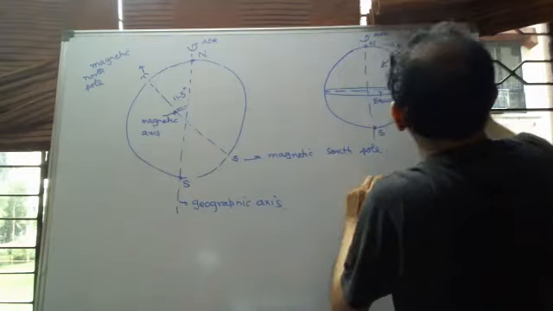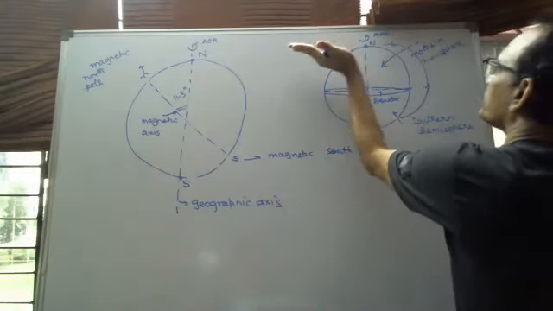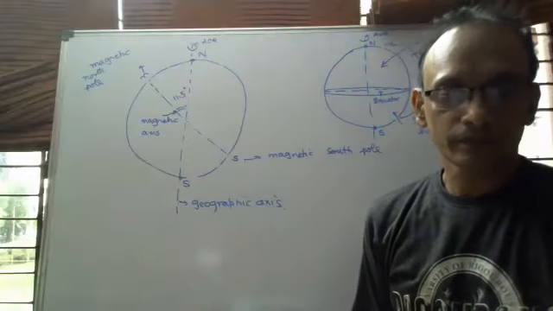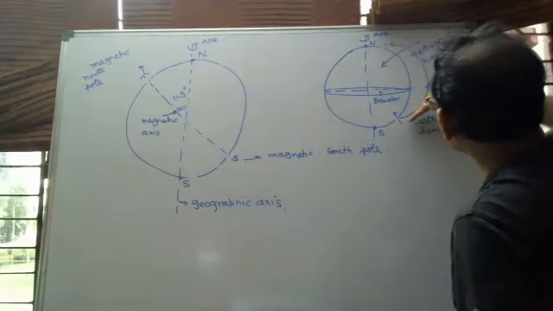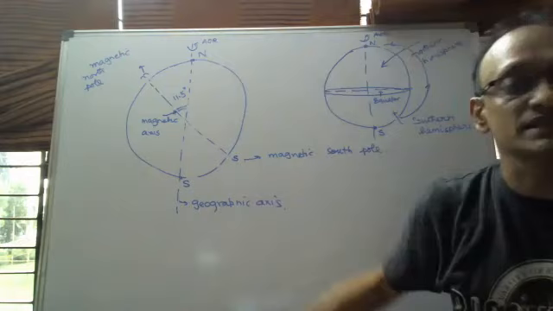Magnetic field lines come from the southern hemisphere, exit out of the southern hemisphere and enter the northern hemisphere. Magnetic field lines exit the southern hemisphere and enter the northern hemisphere.